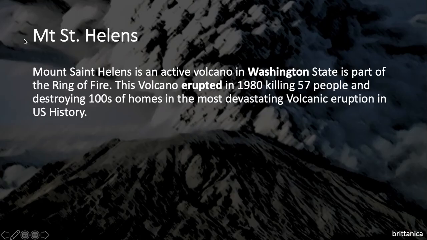Mount St. Helens, a very active volcano in Washington state, is part of the Ring of Fire. The volcano erupted in 1980, killing 57 people and destroying hundreds of homes in the most devastating volcanic eruption in U.S. history.